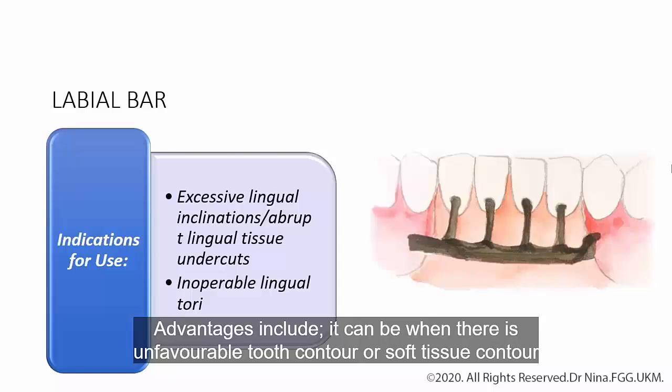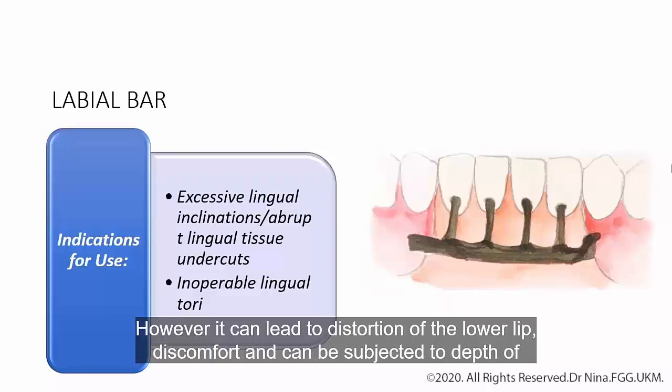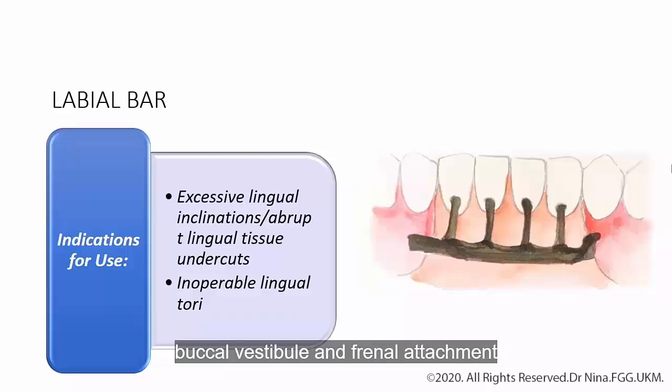An advantage of this type of connector is that it can be used when you have unfavorable tooth control or soft tissue control. However, this type of connector will lead to distortion of the lower lip. Some patients complain of discomfort, and it's also subjected to depth of buccal vestibule and frenal attachment.